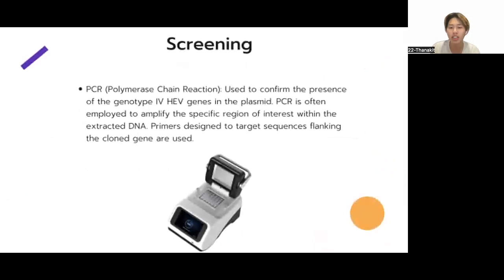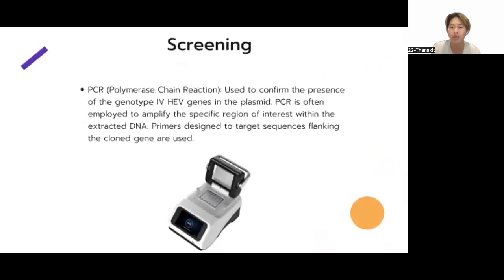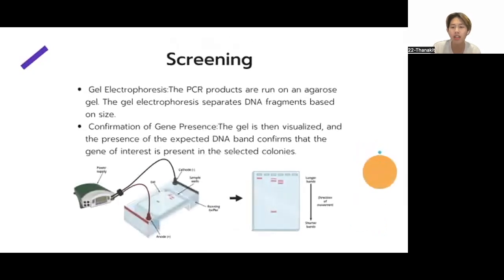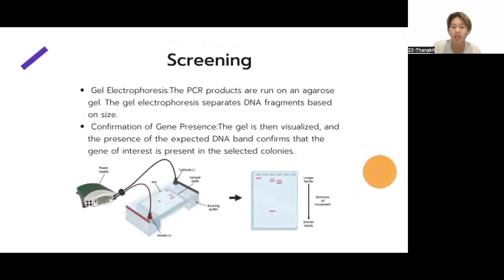The number of extracted genes is multiplied by the PCR method. To select only the desired region, the same primers are used for PCR. The primers bind at the NdeI and EcoRI sites. Following that, the PCR products are run on agarose gel electrophoresis, which separates the DNA fragments based on their size. The gel is then visualized, and the presence of the expected DNA band confirms that the gene of interest is present in the selected colonies.